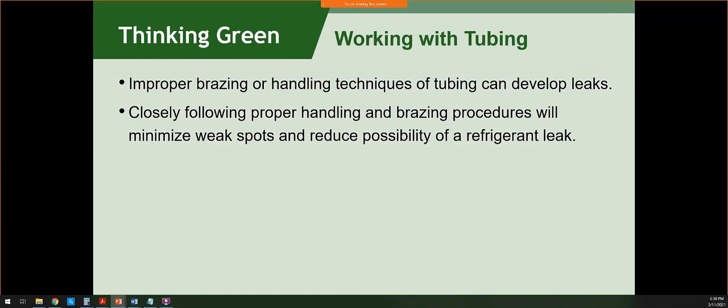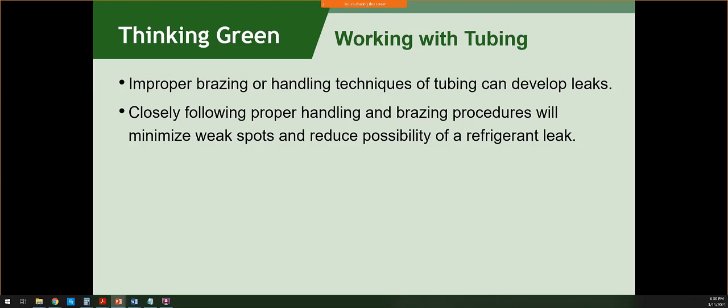Improper brazing or handling techniques of tubing can develop leaks. All right, we want to make sure that we are careful when we handle our tubing. All right, if we drop it, we may get a pinhole inside the tubing, and we're not going to realize that. And if we bury the tubing behind some walls or whatever the case, well, guess what? We may have some issues, and we may have to tear apart that wall to get to that leak.